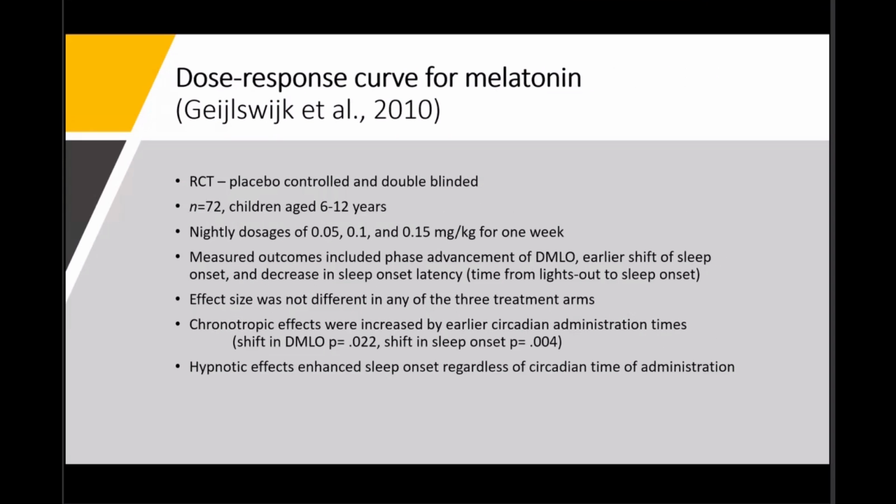Another study, again, similar results. These were mg per kg dosing, so it was either 0.05 milligrams, 0.1 milligrams, or 0.15 milligrams per kilogram given to children aged 6 to 12 years for a week. It did have a placebo and a treatment arm, and was a blinded study. Again, the effect size was not different for any of the 3 dosing arms, and all of them were effective in shifting sleep onset earlier.